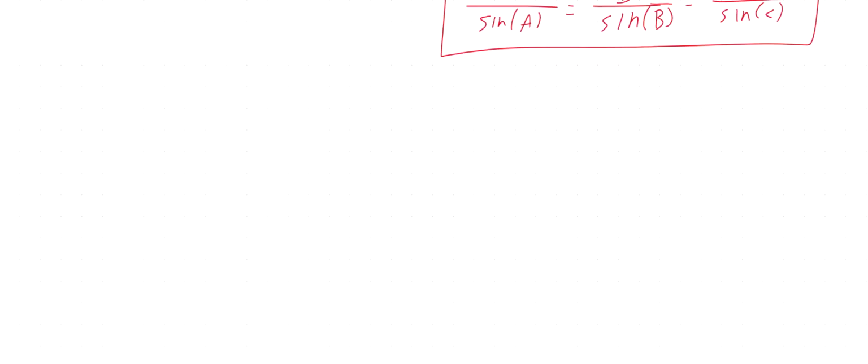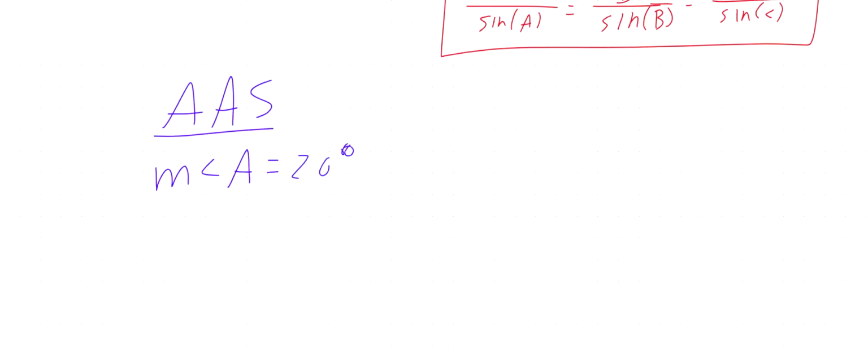So first one, let's start with an angle, angle, side setup. Now you could be given a triangle drawn or you could just be given the information. Let's start with just being given the information. So the measure of angle A is going to be 20 degrees. The measure of angle B is 75 degrees. And side A is going to be 10.